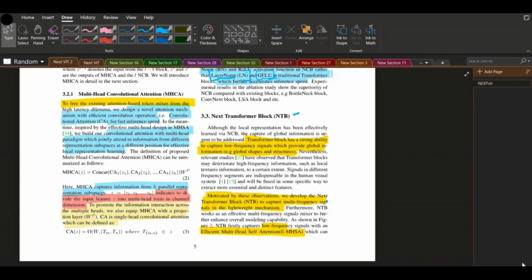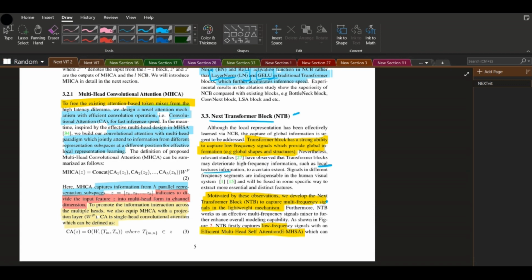So we closely observed the multi-head convolutional attention and the next convolutional block. We saw how they extract the local representation. Now we're going to take a look at the next transformer block, which is aimed at extracting the global information, which is what the authors referred to as a low frequency signal. Based on previous research, the authors realized that the transformer block can deteriorate high frequency information. By high frequency information, I'm referring to local information that could have been extracted by the CNN.